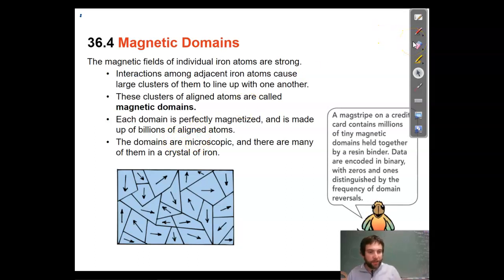A magnetic strip of a credit card contains millions of tiny magnetic domains held together by a resin binder. Data are encoded in binary, with zeros and ones distinguished by the frequency of domain reversals. So that's how, when you swipe that credit card, or used to swipe the credit card, the computer knew which bank to ask for the money from.